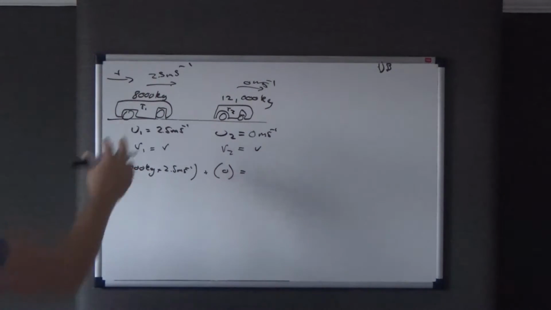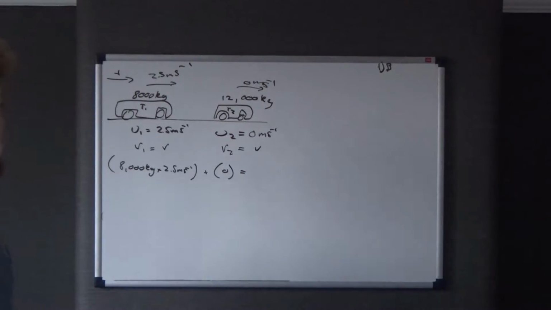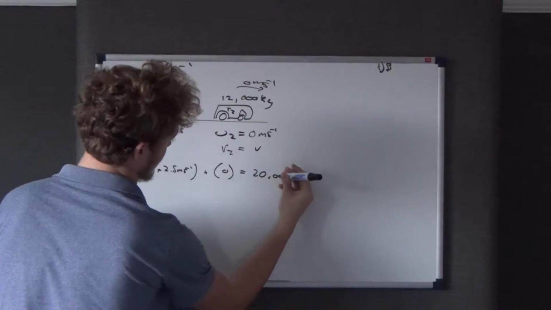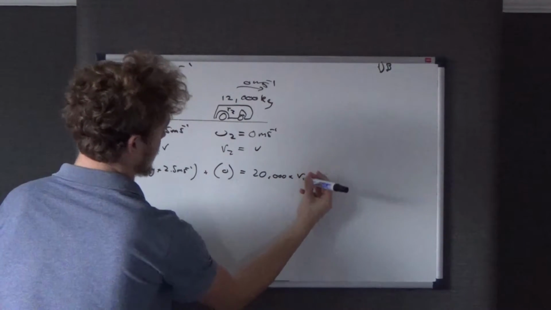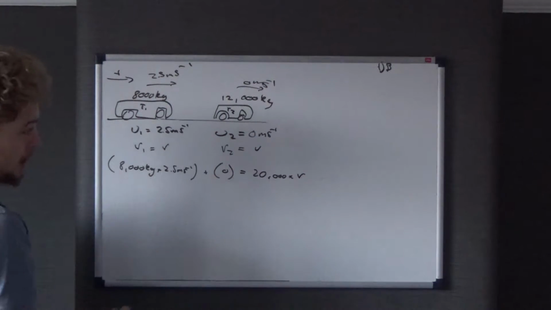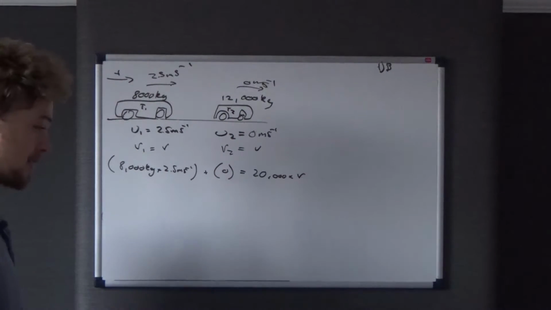So you can just combine the masses because they're moving at the same speed, take it as one big mass, okay? So it's going to be your 20,000 kilograms times V. Now, as I said, if we were doing it properly, we'd do 8,000 times V plus 12,000 times V, and then add that as a separate step.